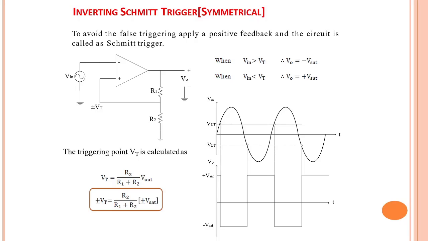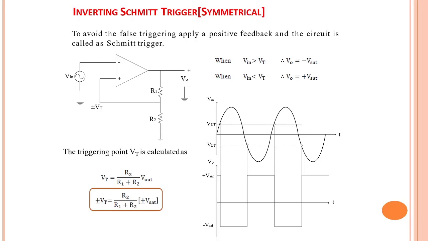To avoid false triggering in the comparator, that is the open loop configuration of the operational amplifier, we use a closed loop comparator, which is nothing but the Schmitt trigger, and here we have chosen the inverting Schmitt trigger. That too, this is a symmetrical inverting Schmitt trigger. This is used to avoid false triggering, and it is formed by applying positive feedback. The circuit is called Schmitt trigger, or also a squaring circuit.